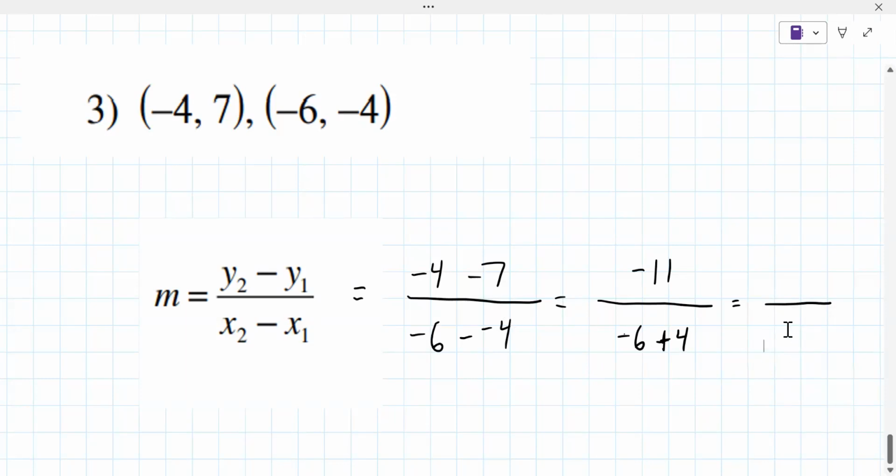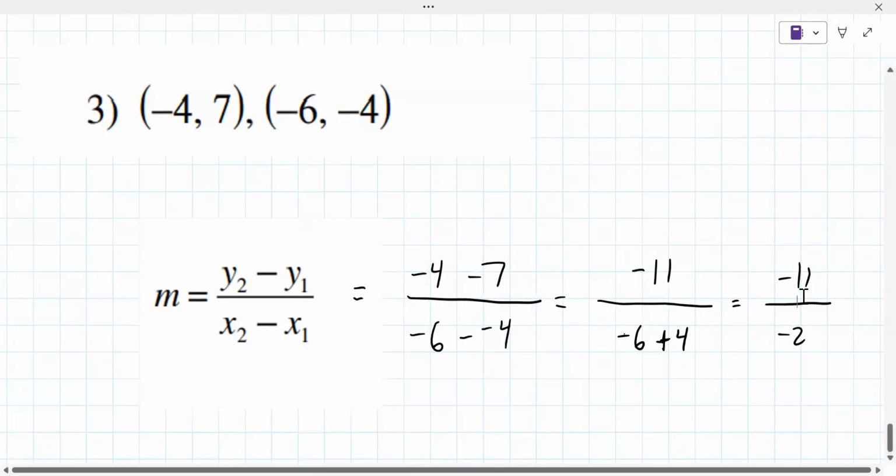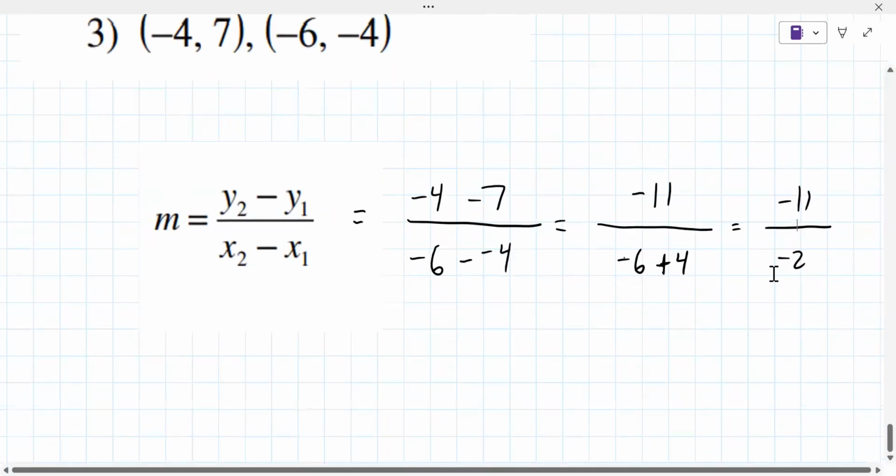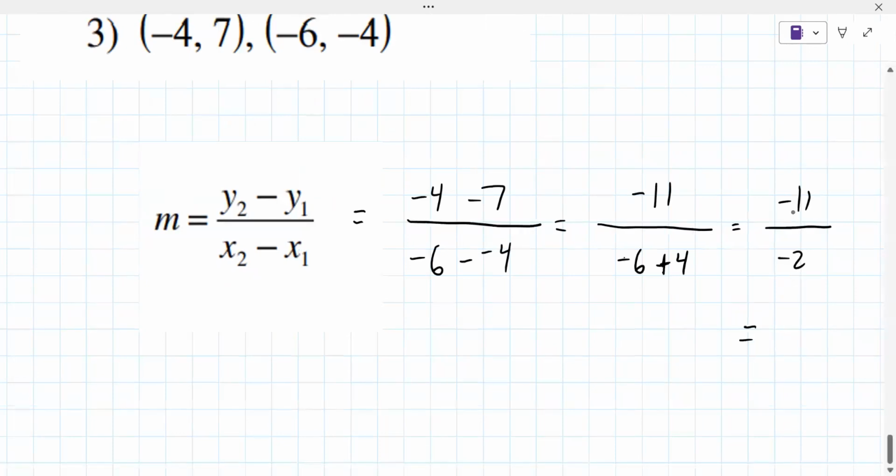What goes down here on the bottom? -2? Okay. Now this is correct, but it's not the right answer. You still have something you can do here. Would the answer be negative on the top and the bottom? The signs cancel, so it just becomes 11 over 2. Oh, okay. I thought it was dividing.